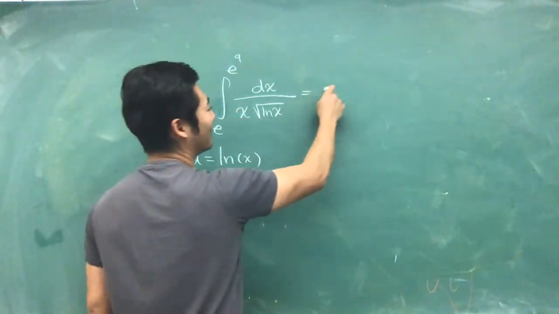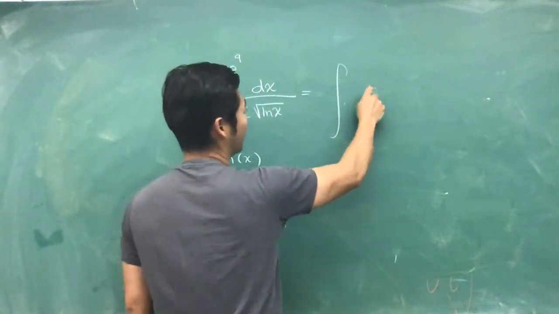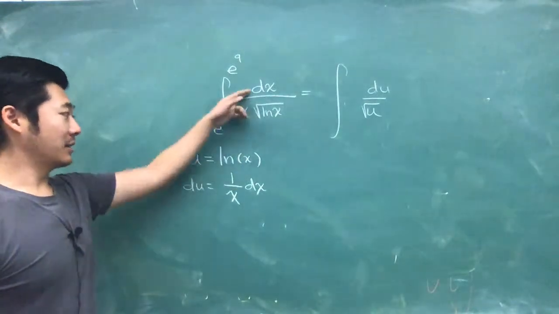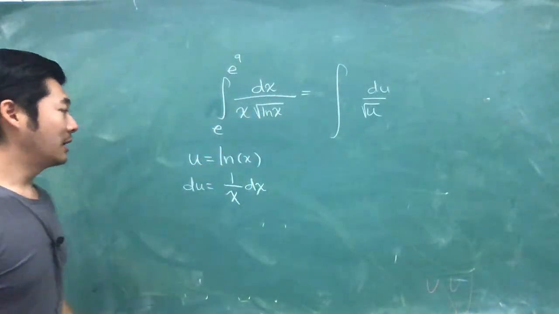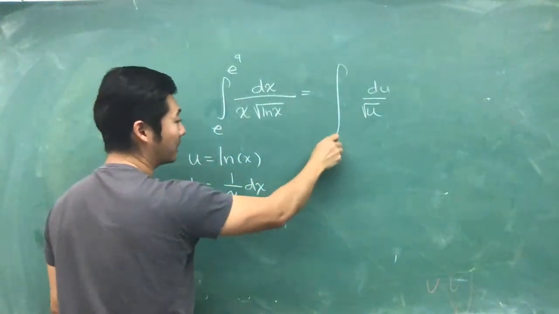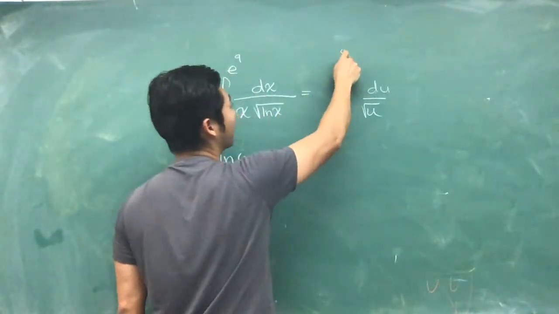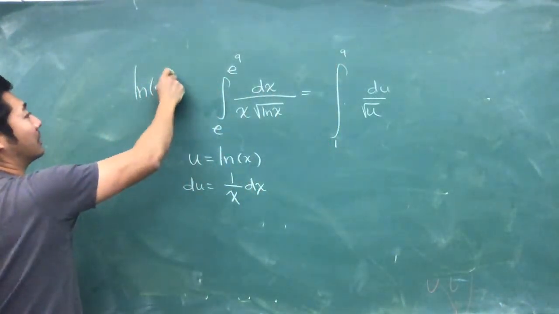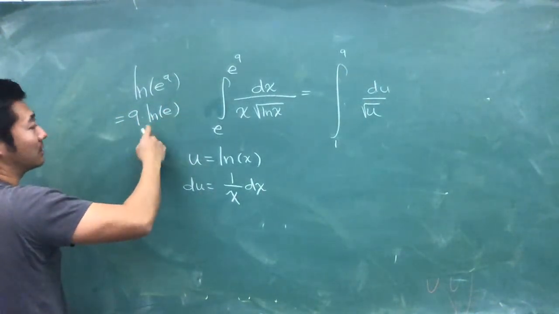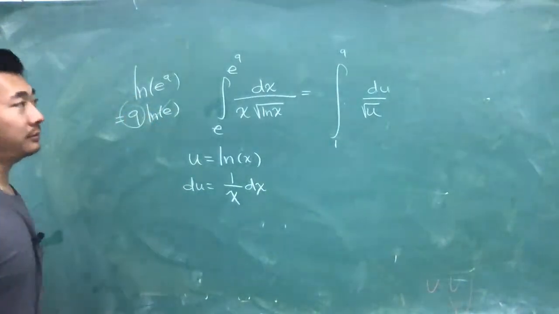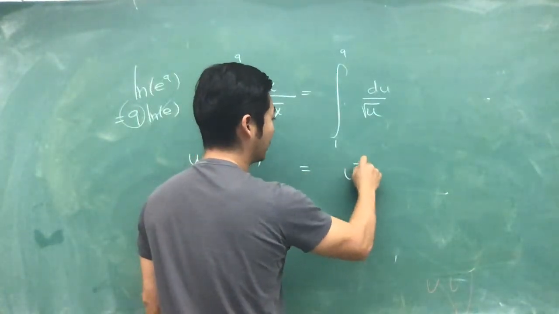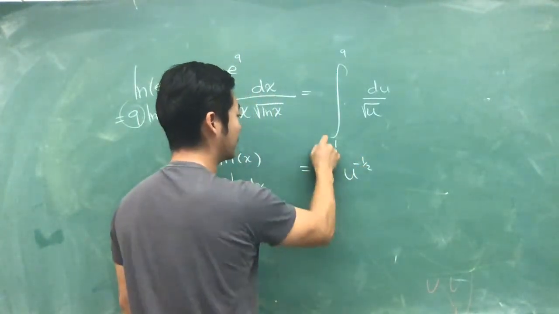So you can rewrite this as du over square root of u, because dx over x is du. And then if you plug in e, natural log of e is 1. Natural log of e to the 9 is 9, because you can think of the 9 as coming down, and natural log of e is 1. So it's just 9. Okay. And then this is just the integral of u to the negative half from 1 to 9 du.